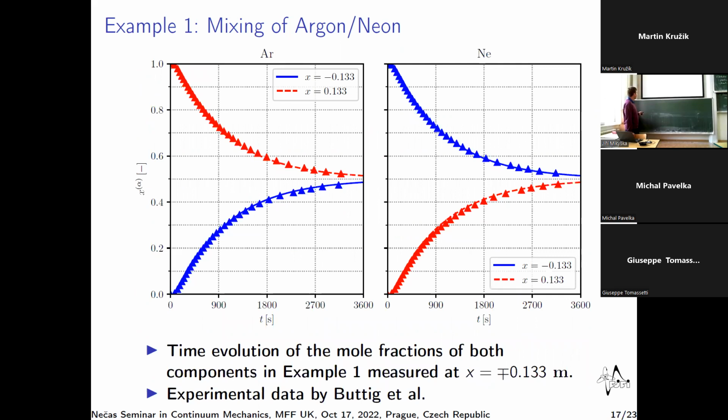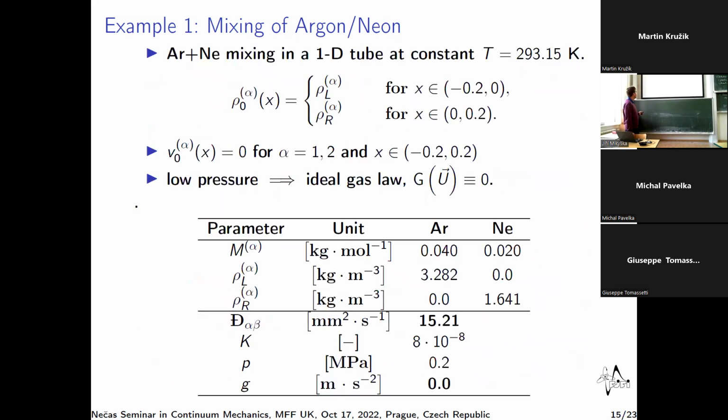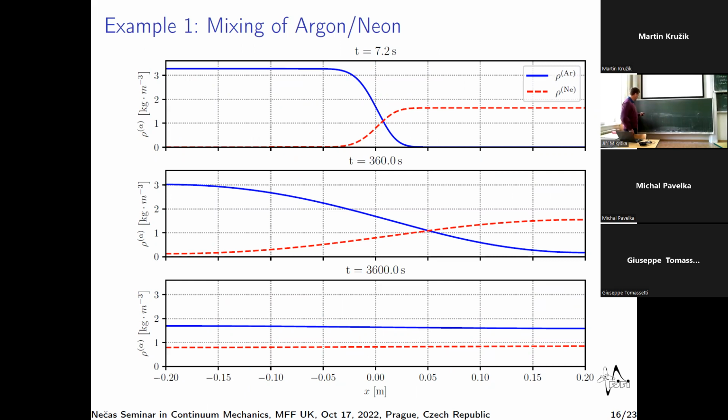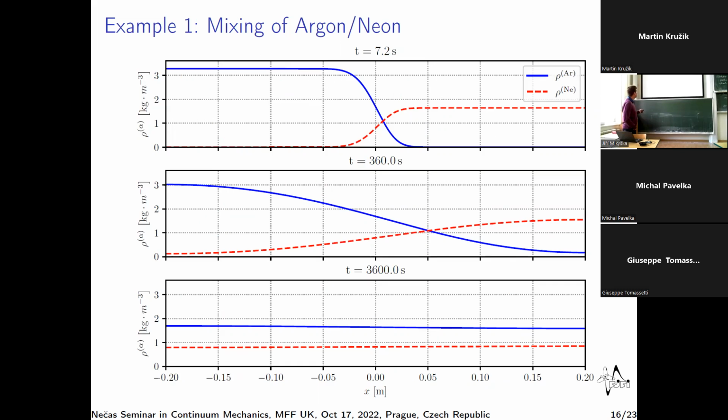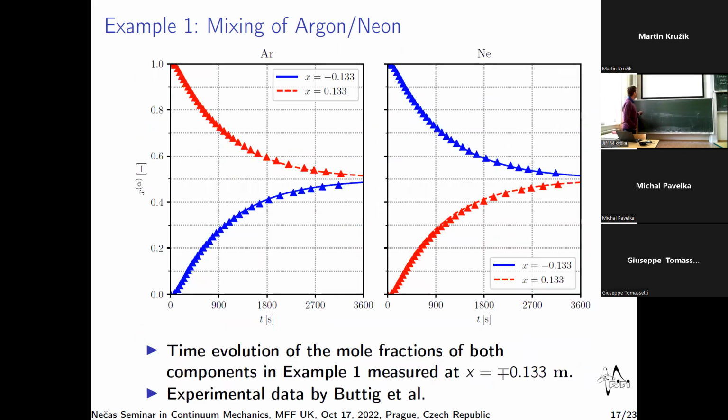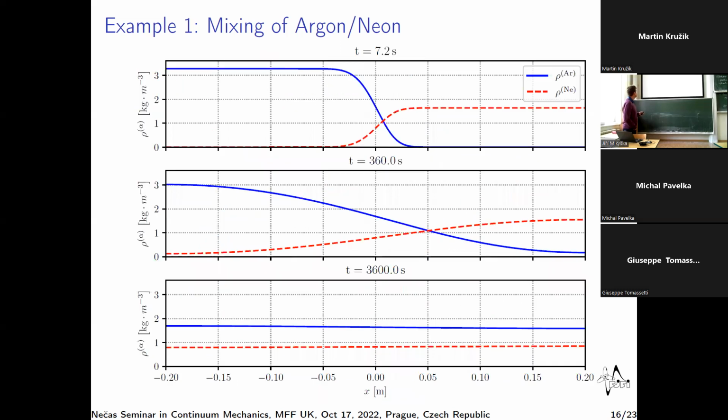And yes, actually, I don't have this figure here, but we have also some. This is the computation, and then we can take measurements which are performed at two places, at minus or plus 0.133 meters, so it means somewhere here or there.